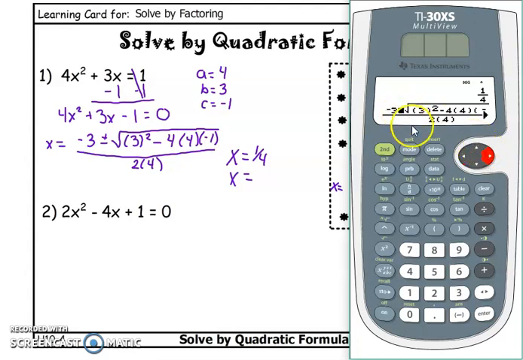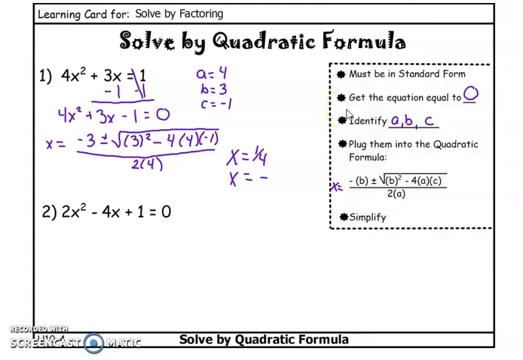To change it to subtraction, you hit the subtraction button over here on the right-hand side. And now we have the subtraction, and hit enter, and we get the other answer, which is -1. Okay, so that tells me my two answers would be 1/4 and -1.